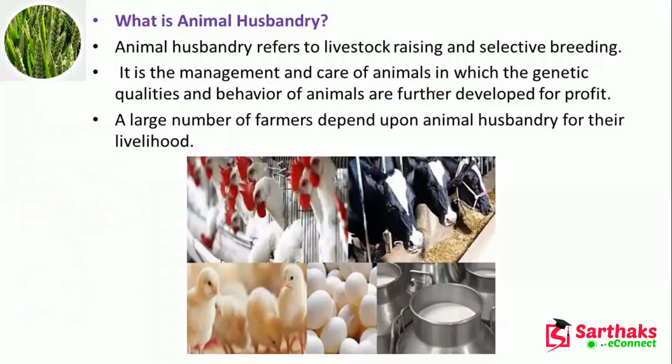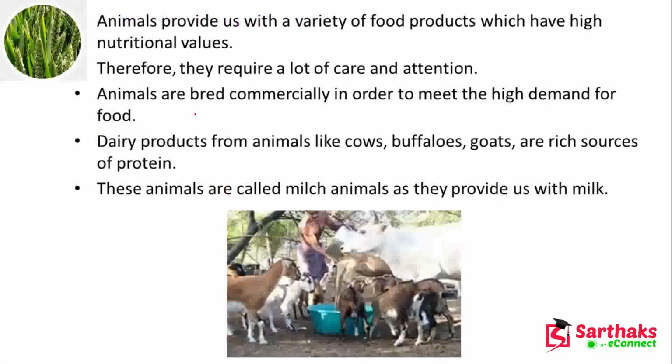And what is animal husbandry? Animal husbandry refers to livestock raising and selective breeding. Here you can see egg, your favorite egg, milk. So it is the management and care of animals in which the genetic quality and behavior of the animals are further developed for profit, because a large number of farmers depend upon animal husbandry. Also, we are dependent on animal husbandry for different milk products. I know that milk, we are always using milk in our home. So these things we require.